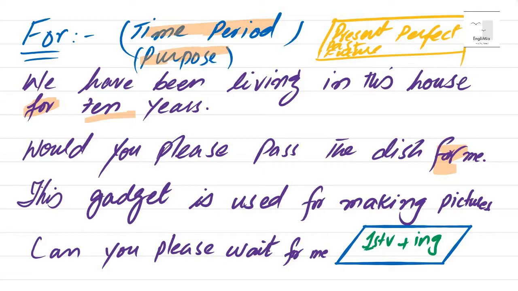This gadget is used for making pictures. Can you please wait for me? So, in the first sentence we could see "we've been living", present perfect tense. So with present perfect, past or future, we use "for" to show the time period. And in the second sentence we could see that "for me" has been used as an object in the sentence. And in the next sentence, "for making pictures".